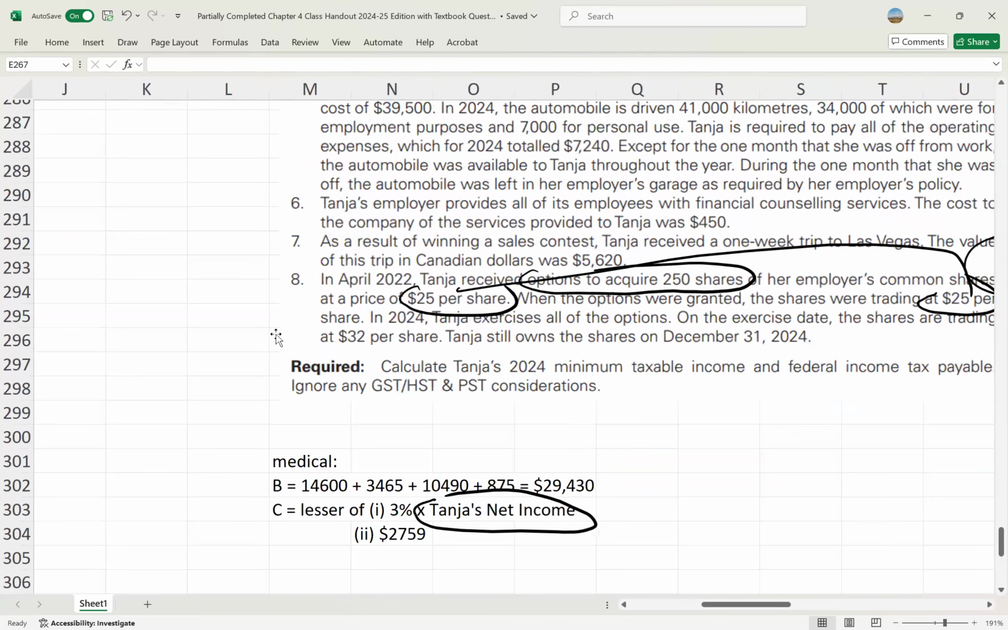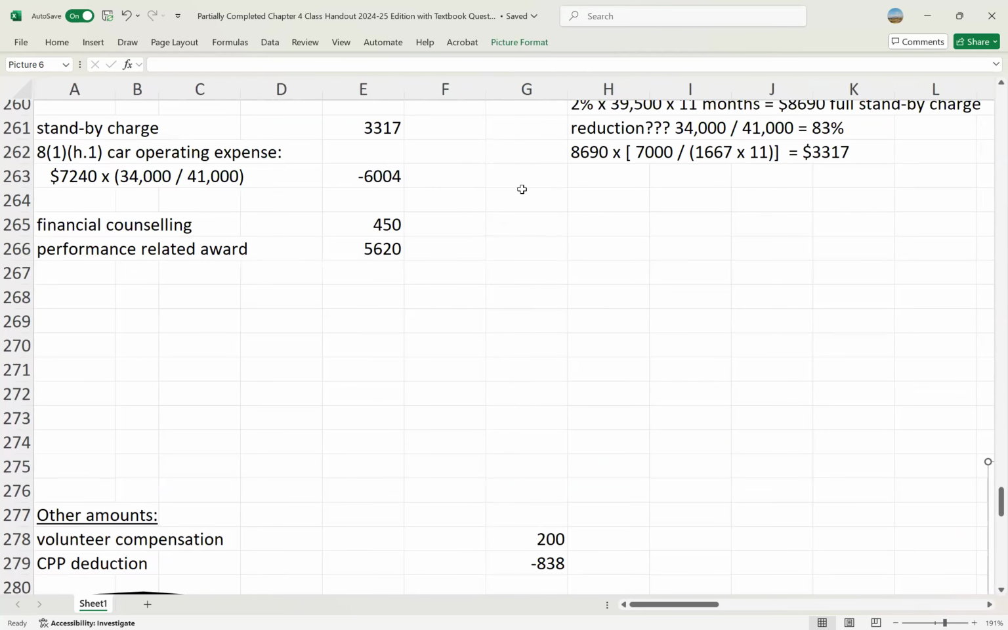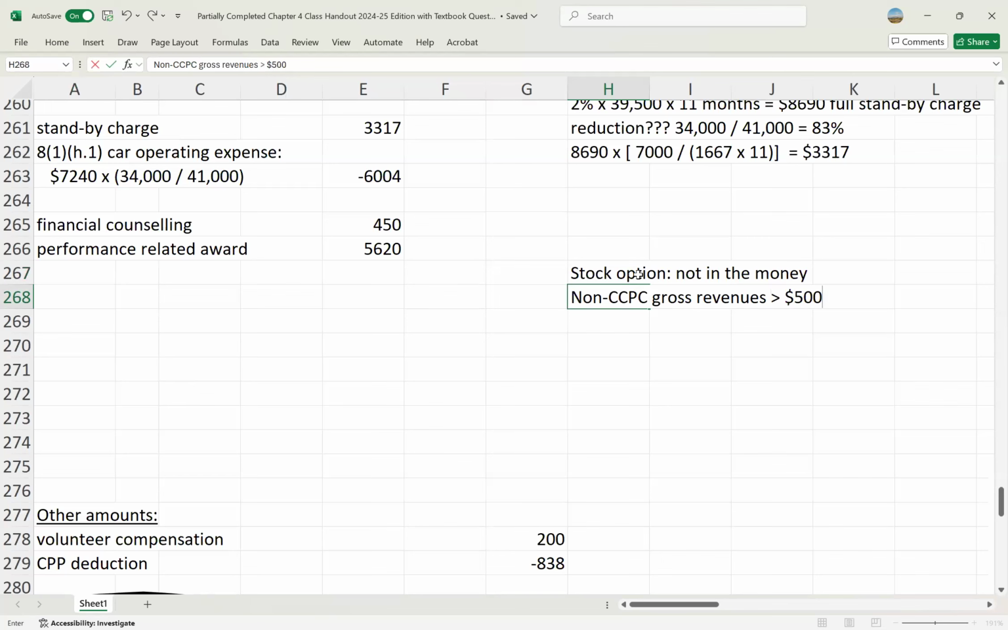So let's see, where are we here on the question? The question is up here. So let's do the stock option analysis here. We said it's not in the money, but because it's a non-CCPC with gross revenues over 500 million, we have to figure out whether some are qualifying and some are non-qualifying. And we said that basically the first 200,000 will be qualifying.